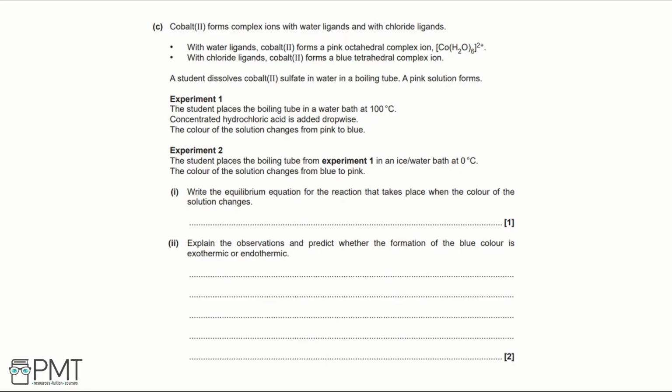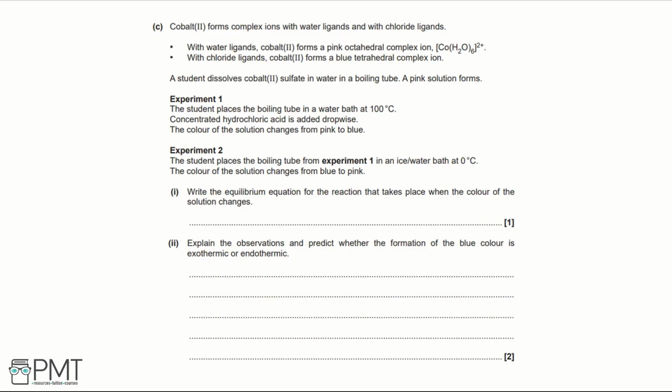Experiment 1. The student places the boiling tube in a water bath at 100 degrees Celsius. Concentrated hydrochloric acid is added dropwise. The colour of the solution changes from pink to blue. Experiment 2. The student places the boiling tube from experiment 1 in an ice water bath at 0 degrees Celsius. The colour of the solution changes from blue to pink.